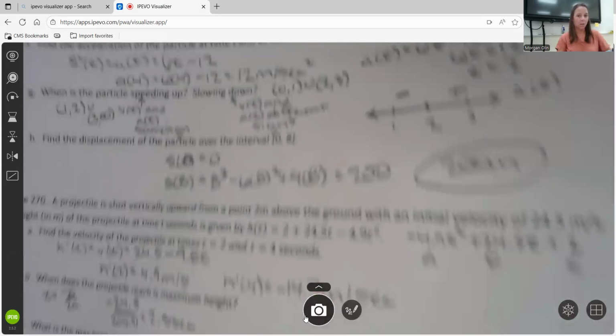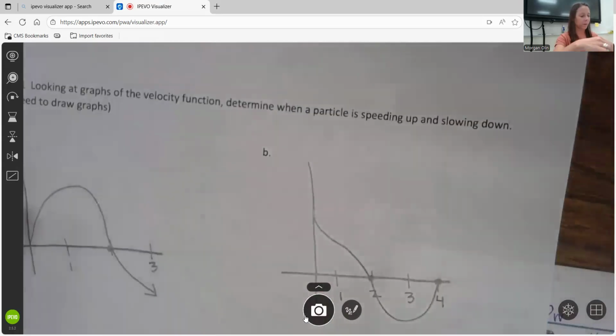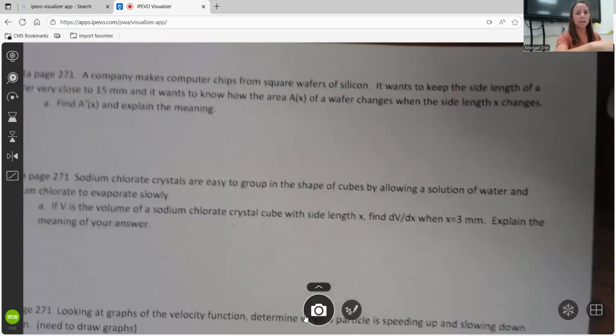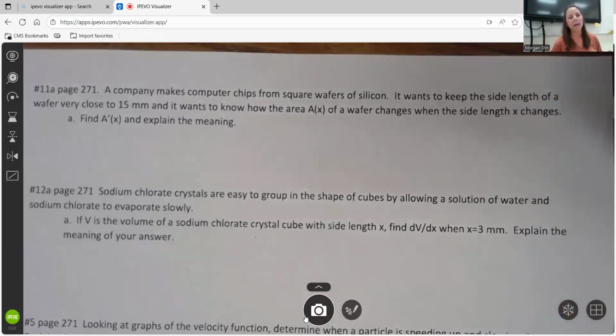We're going to move right along, get to my other page. So right here, this is 11A on page 271. A company makes computer chips from square wafers of silicone. It wants to keep the side length of a wafer very close to 15 millimeters, and it wants to know how the area A of x of a wafer changes when the side length x changes. Find A prime of x and explain the meaning.